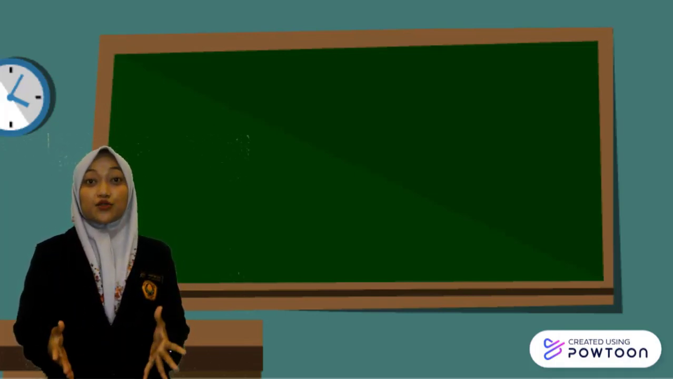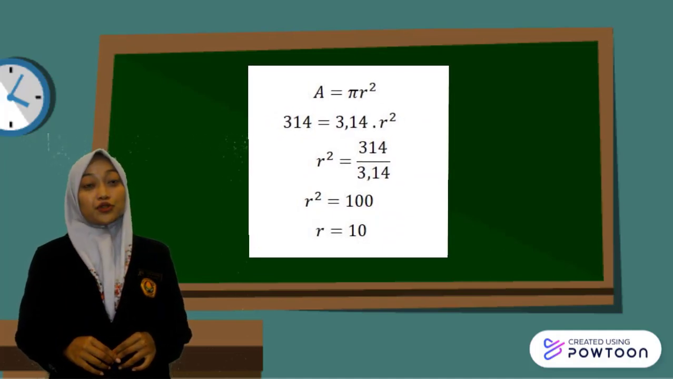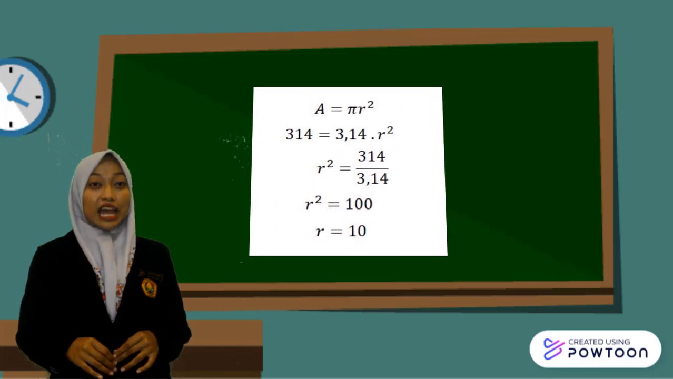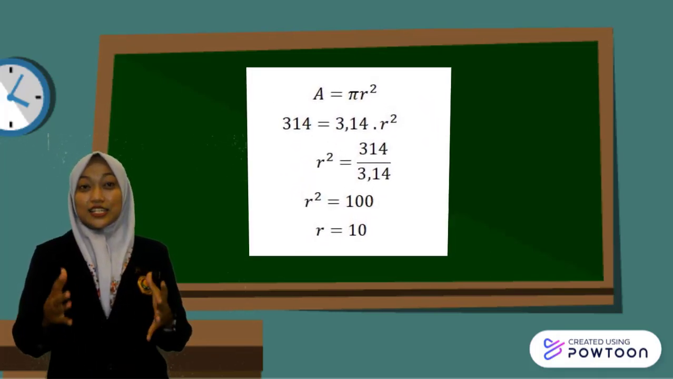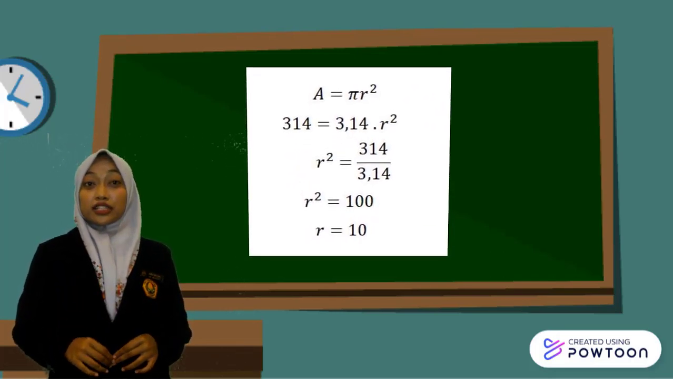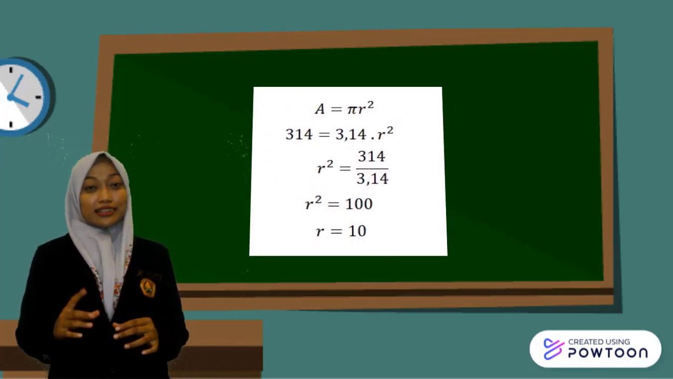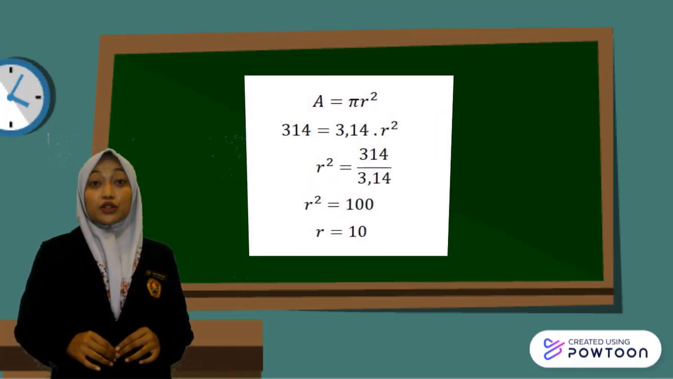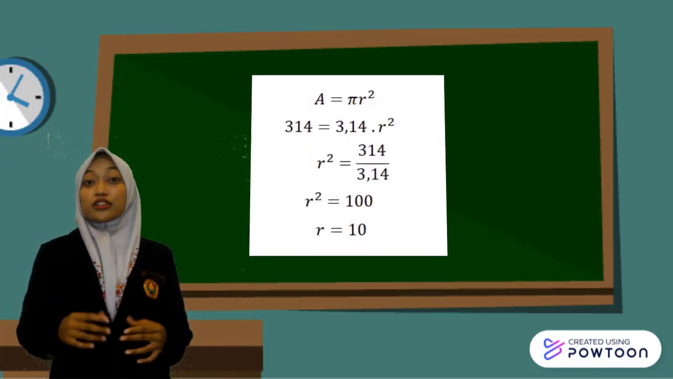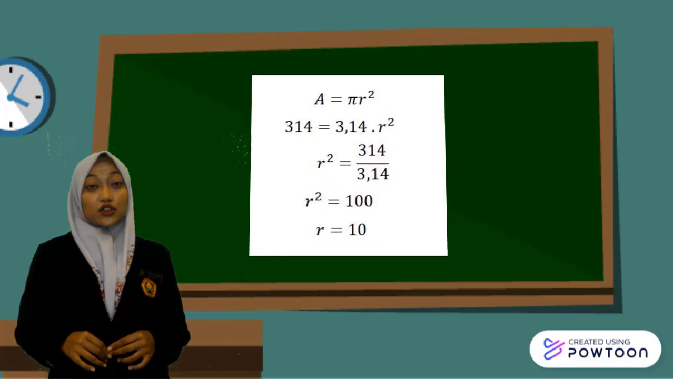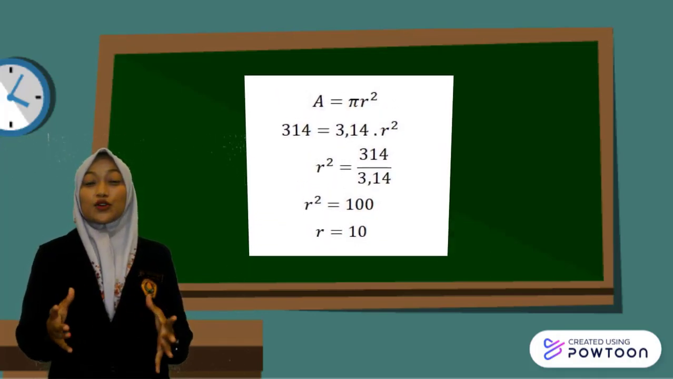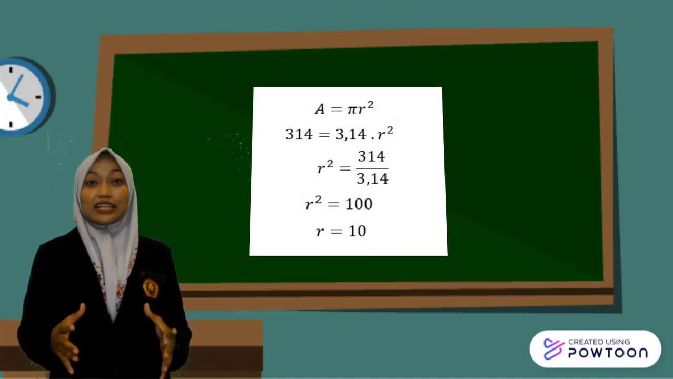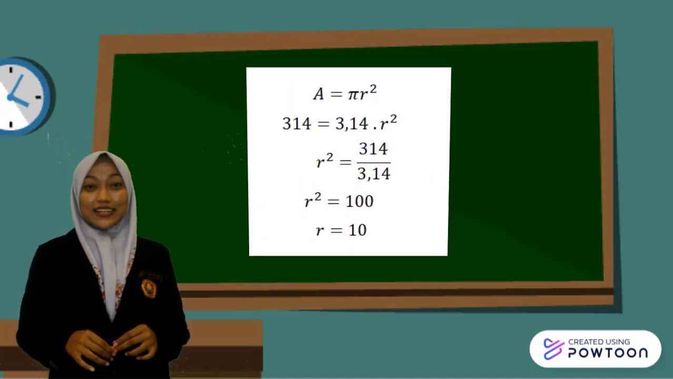So, the area's formula equals pi times radius times radius, or we can write it as pi times radius squared. So, 314 equals 3.14 times radius squared. We get that radius squared equals 314 over 3.14. So the radius squared equals 100. This means that the radius equals 10 centimeters.